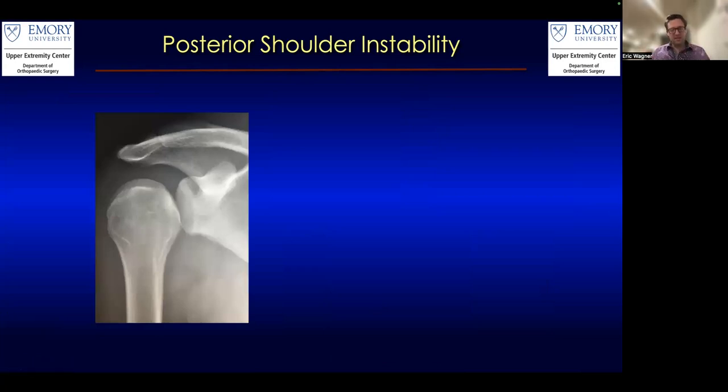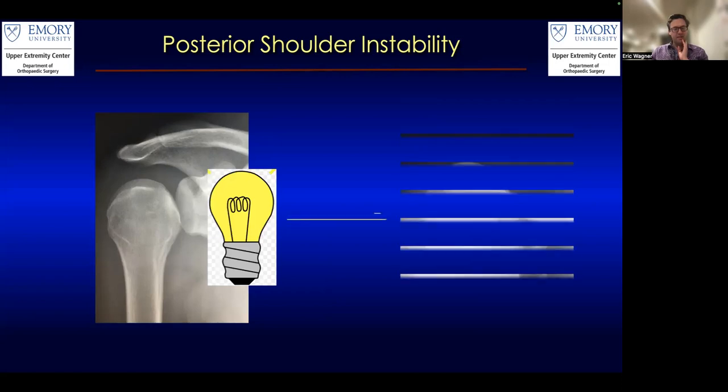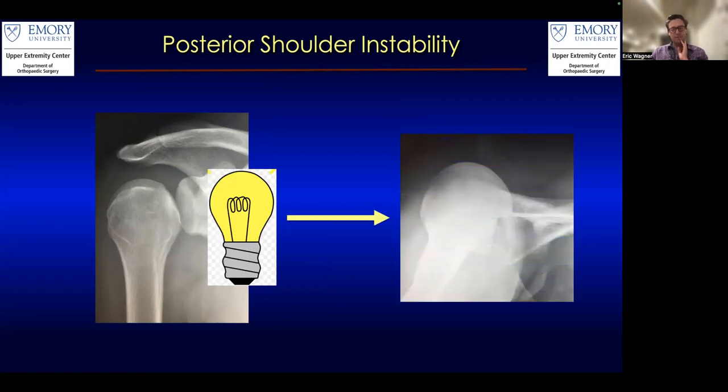All right, so if you see this X-ray, immediately a light bulb should go off in your head. We train our residents in the ER to do this. But if you have somebody walk in the clinic and this is the X-ray and they cannot move their shoulder, this is called a light bulb sign. And it means that the patient is sitting posteriorly dislocated.